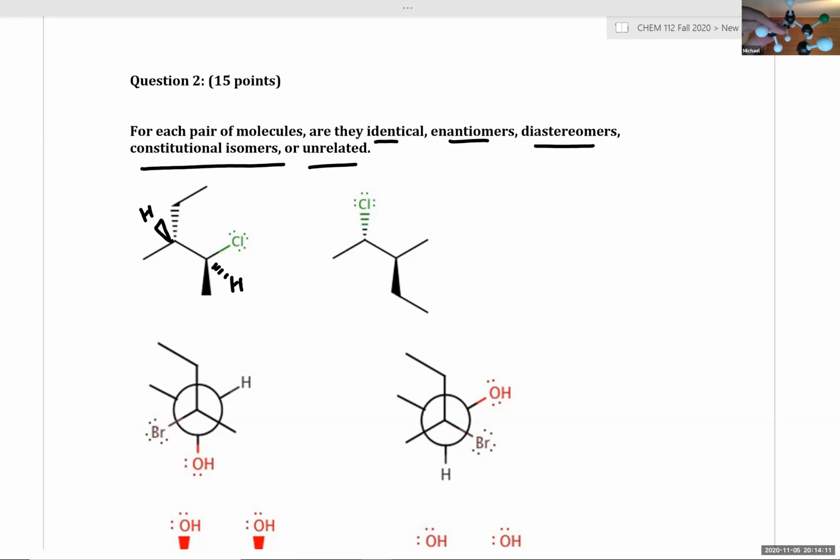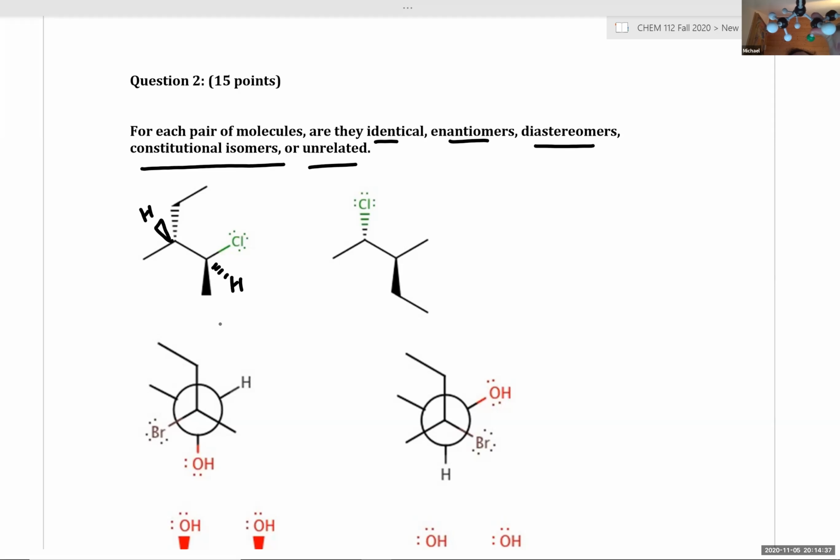We have our methyl group pointing towards us. We have our ethyl group pointing away from us. Our chlorine is in the plane of the page. Now, from this point, we're going to rotate our bonds so that the skeletons are drawn in the same manner, and then we're going to draw what we see.